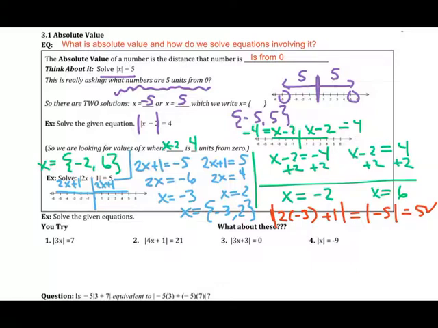Why don't you pause the video and see if you can work through 1 and 2, and if you find those to be pretty straightforward, see if you can challenge yourself by looking at 3 and 4.